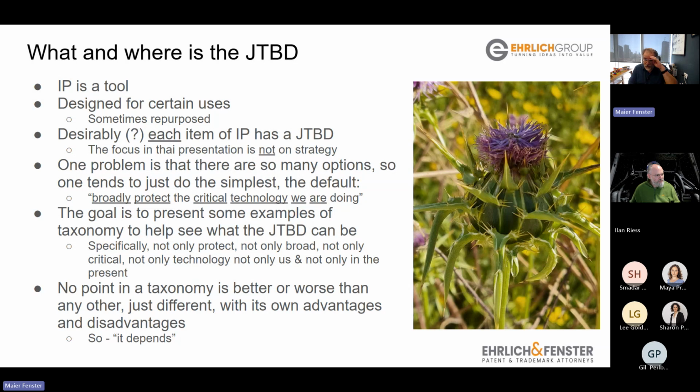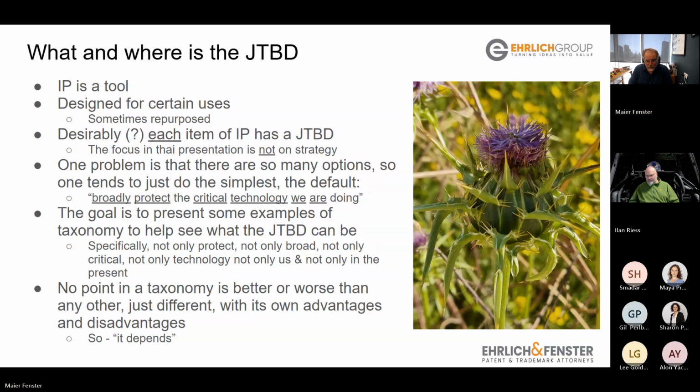Now, this presentation is not about strategy, but is actually about these individual patents. Now, I'm being maybe generous here, but there are so many different options in what you could target with a particular patent that what people tend to do, if we're lucky, they can do worse, is to do the default. And the default is to broadly protect a critical technology that the client is doing. Okay, that is kind of like the gold standard. If your patent claims an error, not good. If it doesn't protect, not good. If it's not critical, oh well, it's easy to design around. Technology, well, that's what patents are about, technology. And usually it's about what people are doing now.